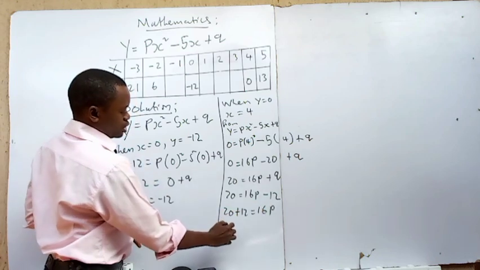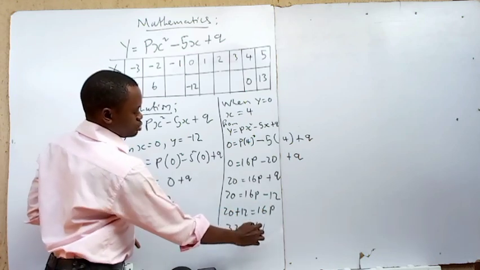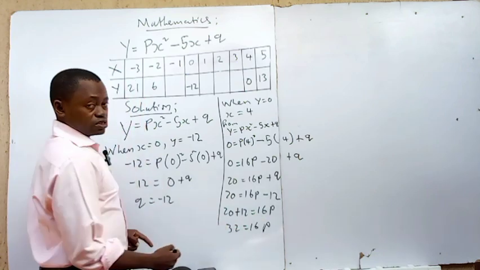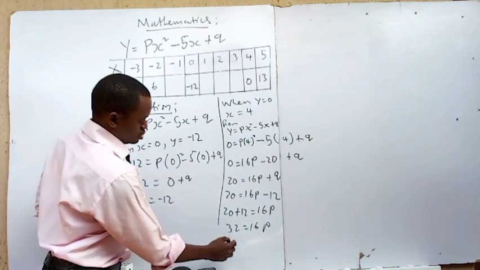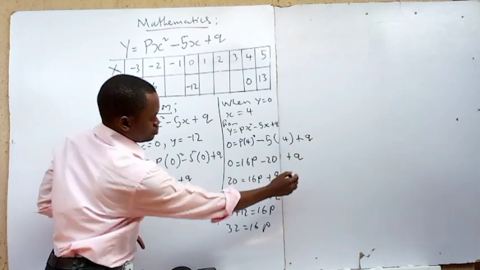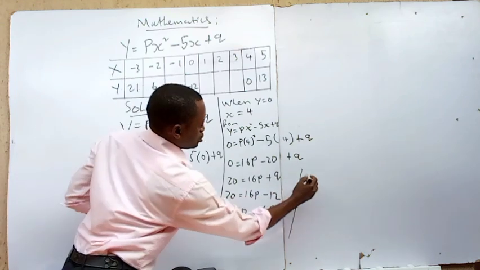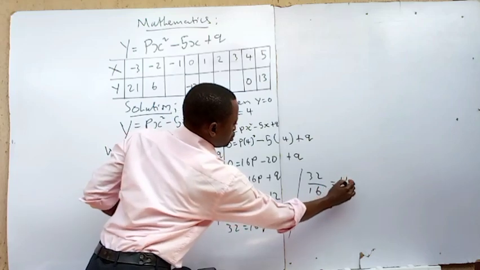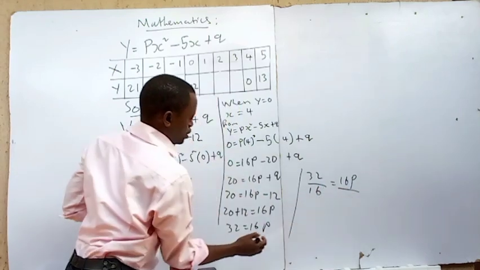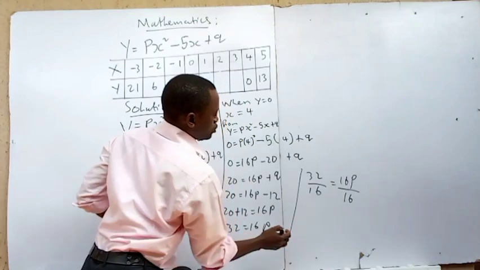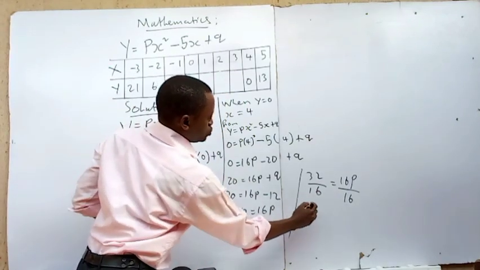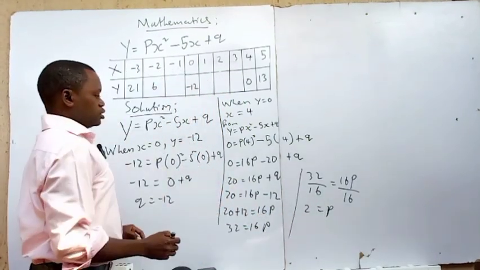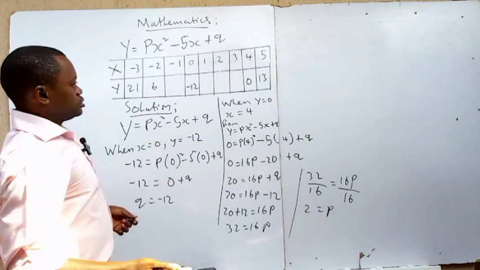It then means this is 32 equals to 16p. If you divide both sides by 16, you quickly see that 32 over 16 is equals to 16p over 16. So what do we have there? 2 is equals to p. Okay, so that is all that.